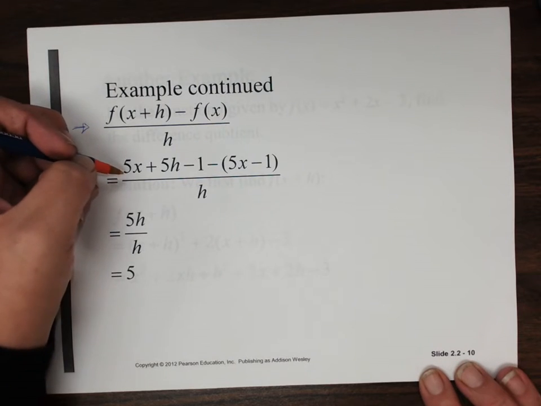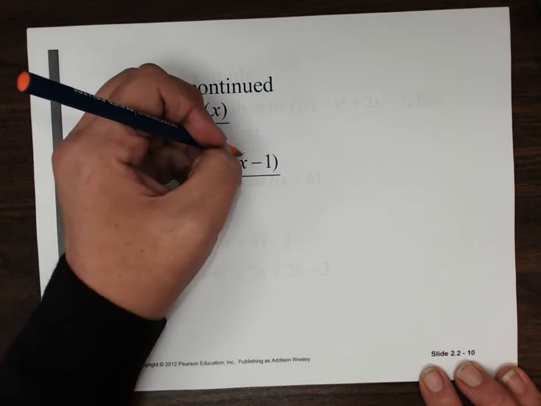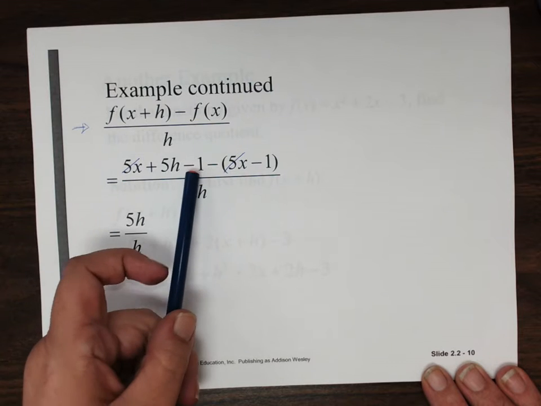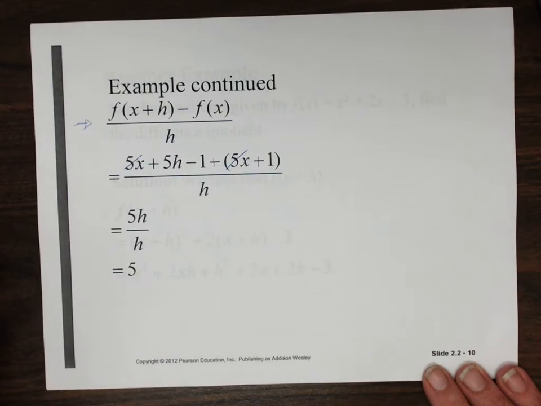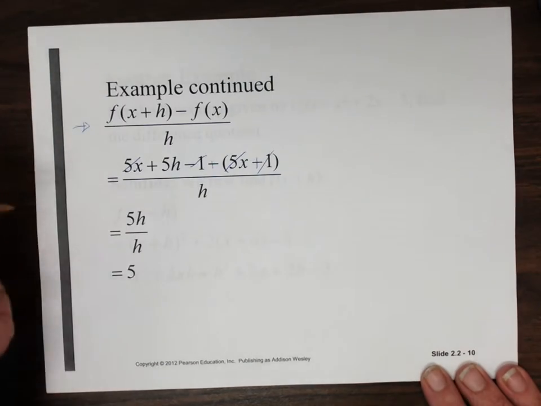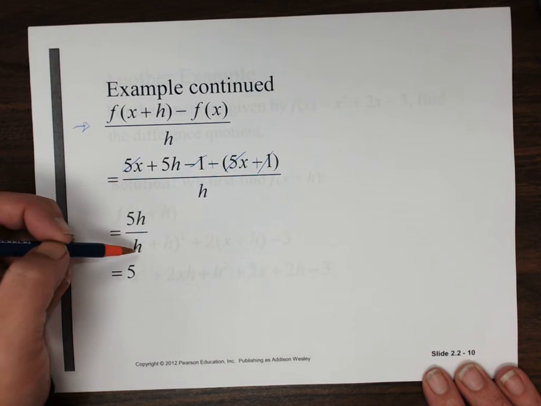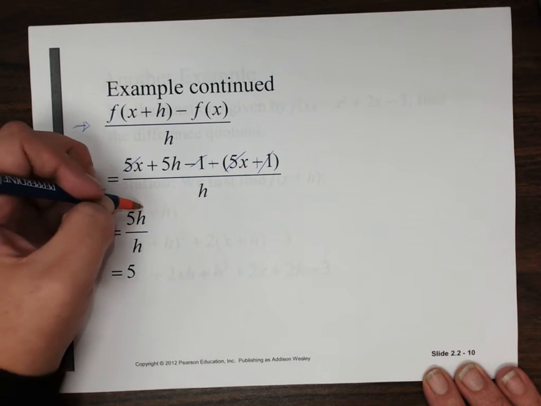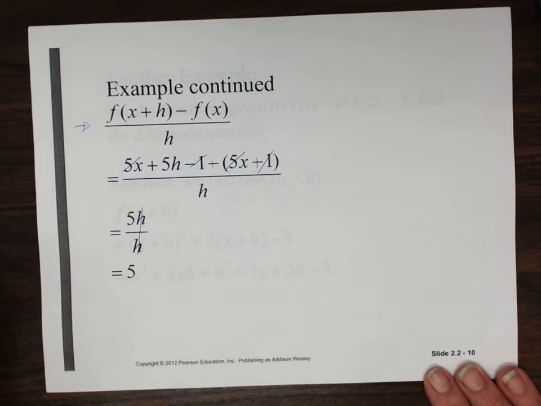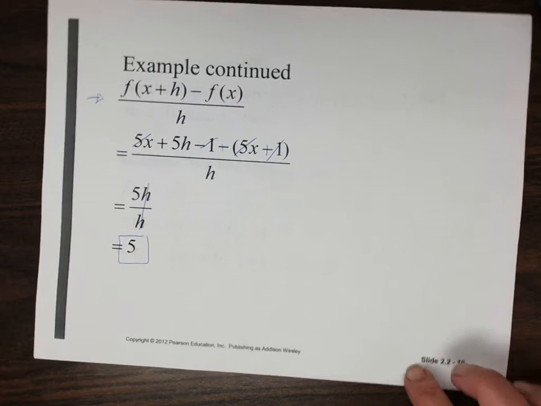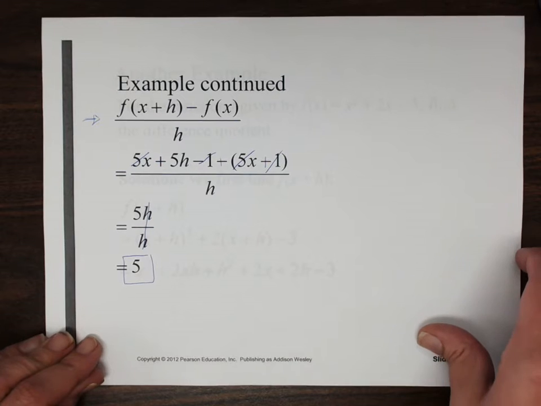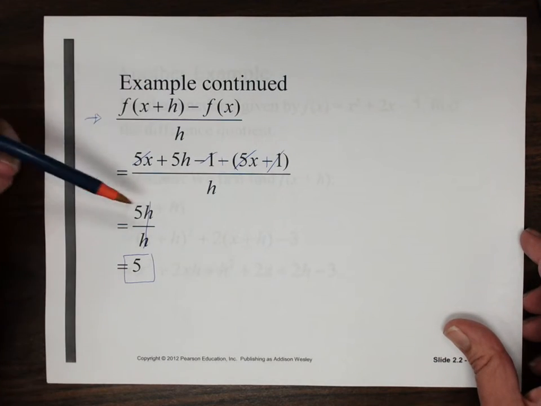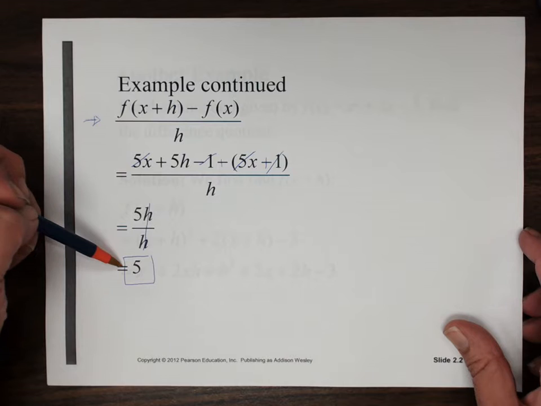Well, if we've got 5x and we're subtracting it from 5x, these two terms will cancel. I have a minus 1 here, and this negative negative is going to make this become a positive 1. So these 1's cancel out. So indeed, I'm just left with 5h over h. And then my h's can cancel because I have 1 on the top and the bottom of my fraction. And I'm left with 5 as the computed difference quotient of 5x minus 1. Right? If we add a small value to that function, this is the quotient that we get from that.